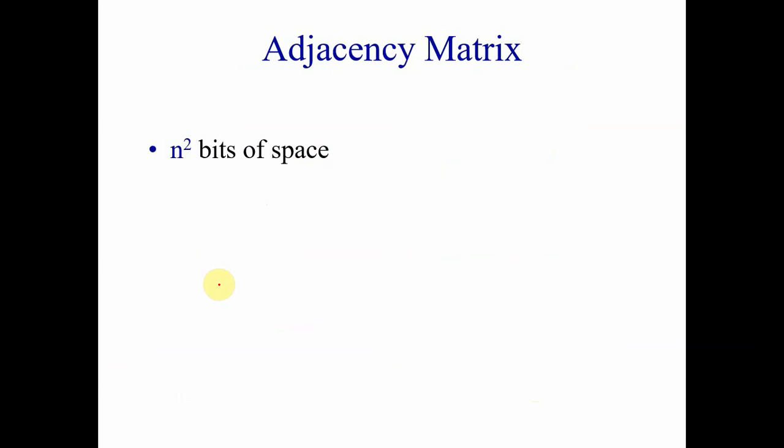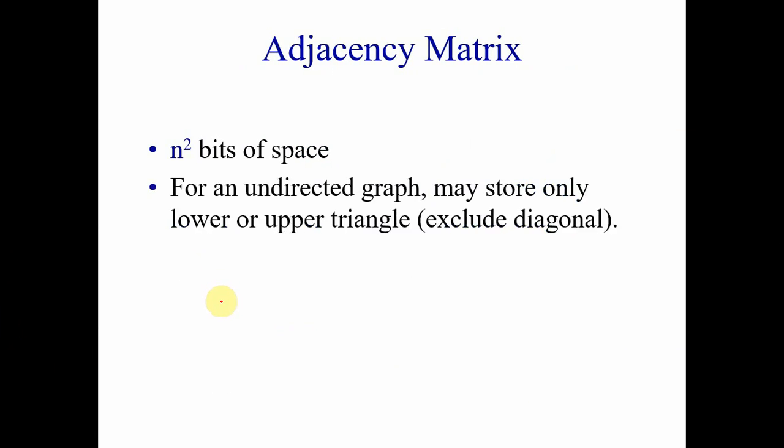For an undirected graph, we may store only the lower or upper triangle, except the diagonal. You can consider the x-axis as a diagonal line, which is actually the line of symmetry, and therefore it requires n minus 1 times n over 2 bits.